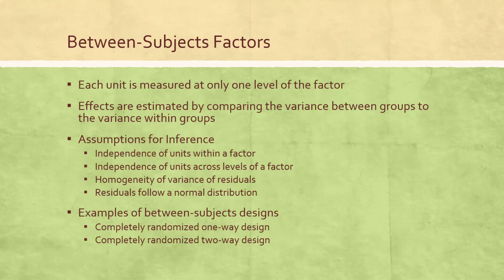When we're analyzing between subjects factors and looking at the effects, what we're looking at are differences in the centers of the distribution of each category of the factor. And we can estimate that effect in an omnibus fashion by comparing the variability between groups, that is, how much difference is there from group to group to group, to the variance within groups.